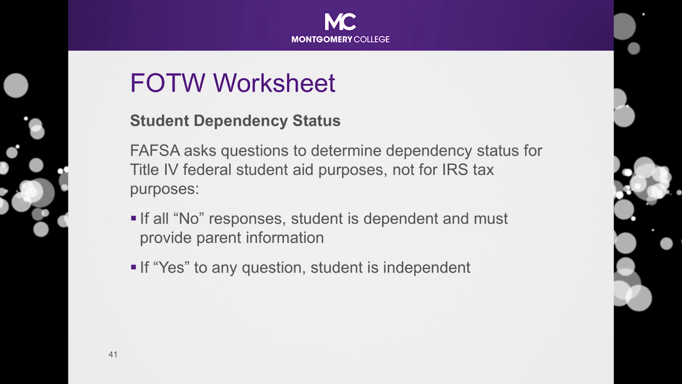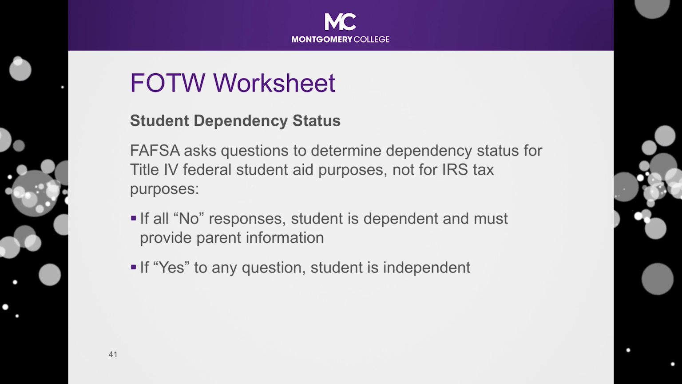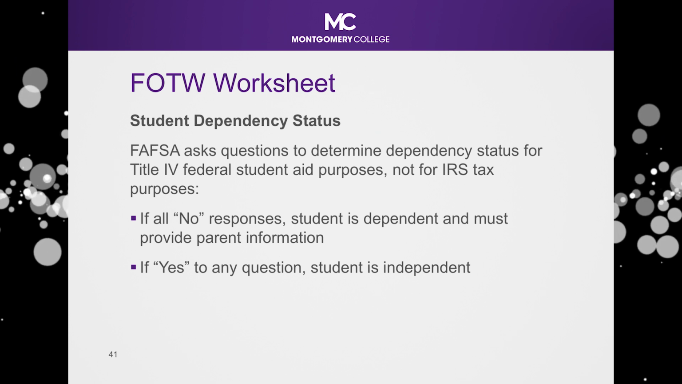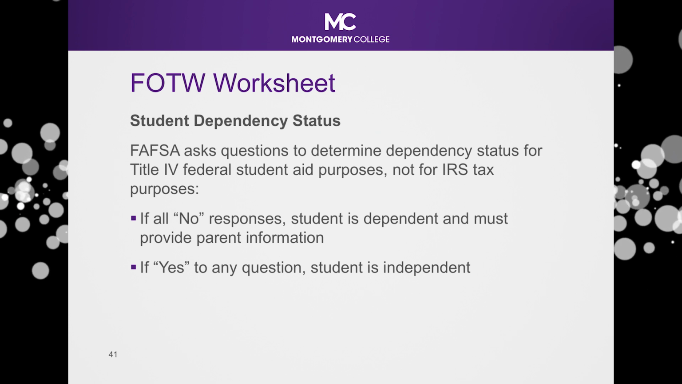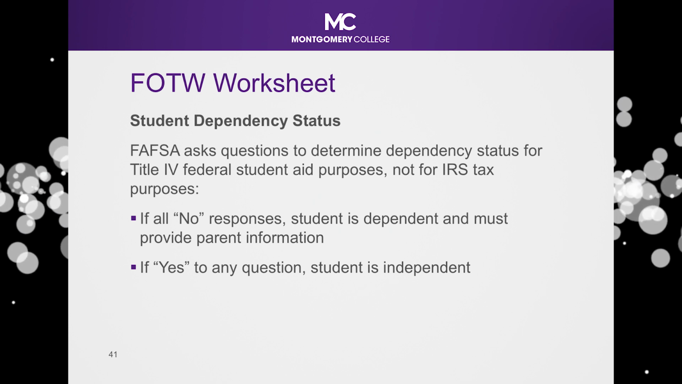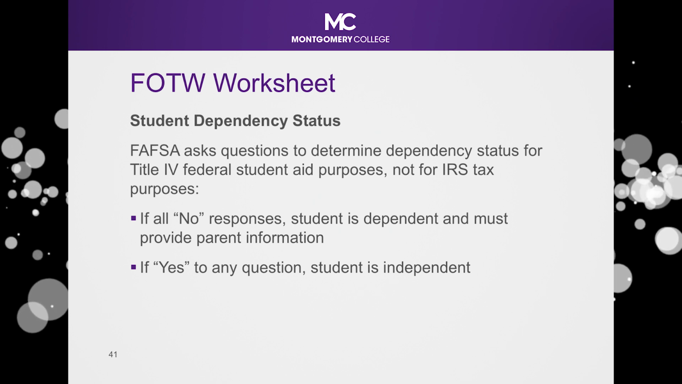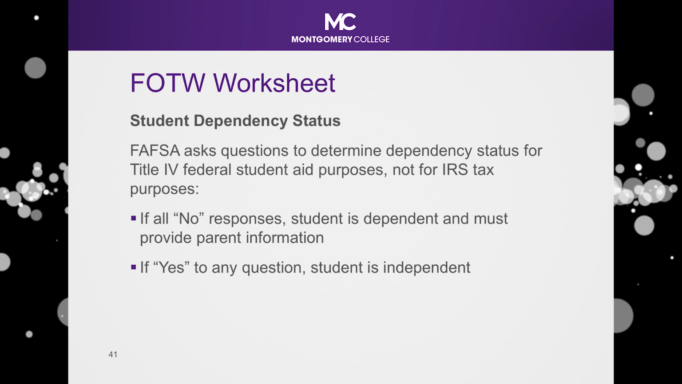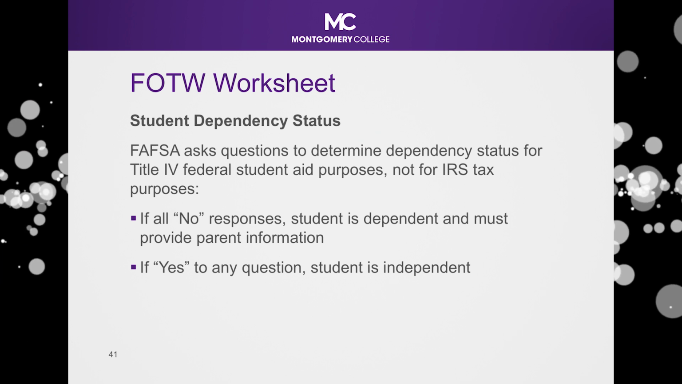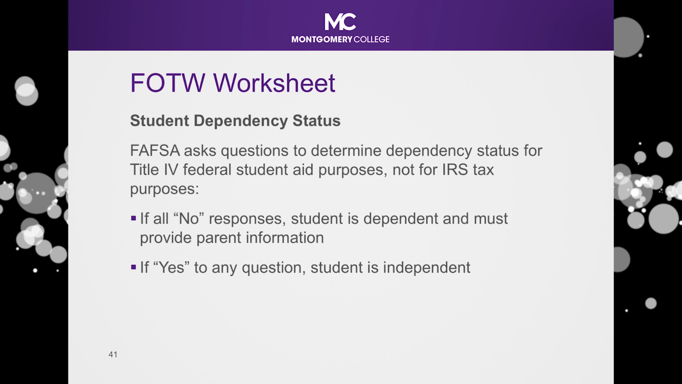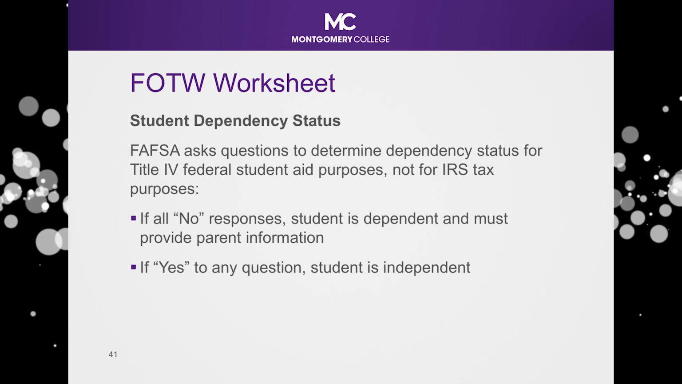FAFSA asks questions to determine dependency status for Title IV aid. Basically, for IRS purposes, whose information do we need? In most cases, if you are under the age of 24 and you're not a veteran, you are considered dependent and you need parent information.